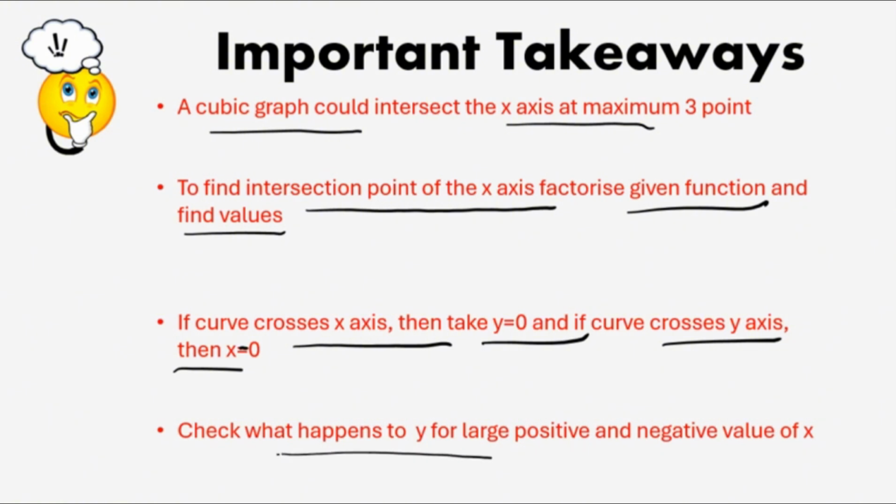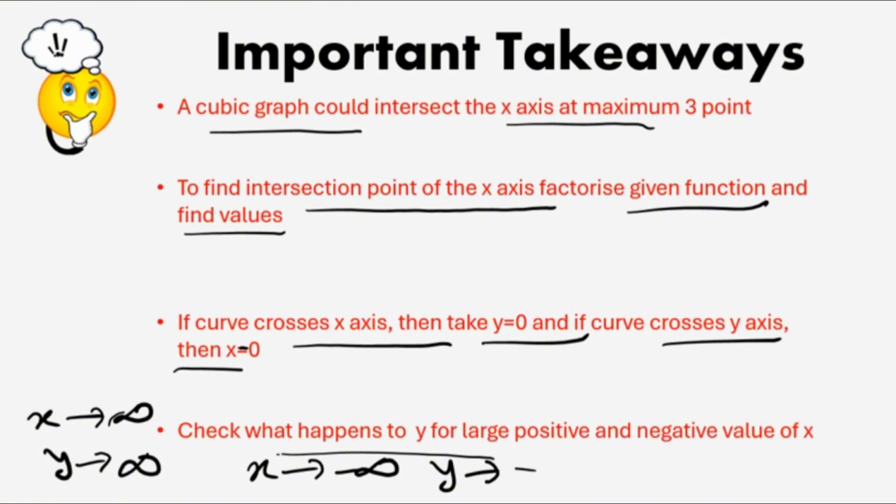Check what happens to y for a larger positive and negative value of x. So did you see in the cubic graph how we are used to write it, like if x tends to infinity, y also tends to infinity. This is the range that we have to show, and x tends to minus infinity, y tends to minus infinity as well. But this depends on what type of graph it is.